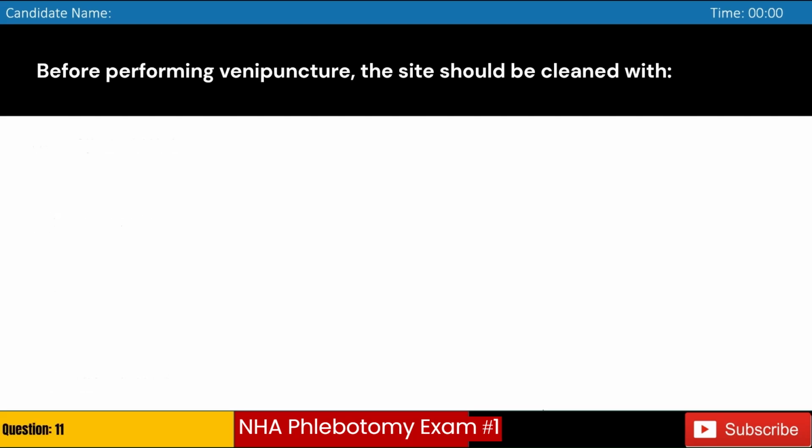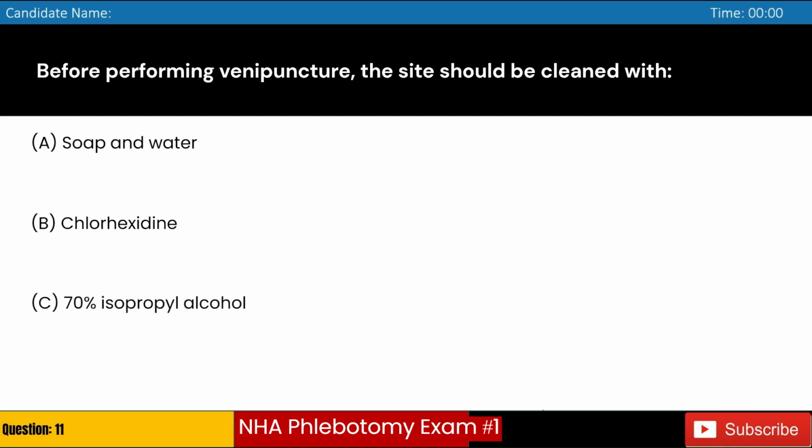Before performing venipuncture, the site should be cleaned with: A. Soap and water. B. Chlorhexidine. C. 70% isopropyl alcohol. D. Hydrogen peroxide. Answer C. The site is commonly cleaned with 70% isopropyl alcohol to reduce infection risk.